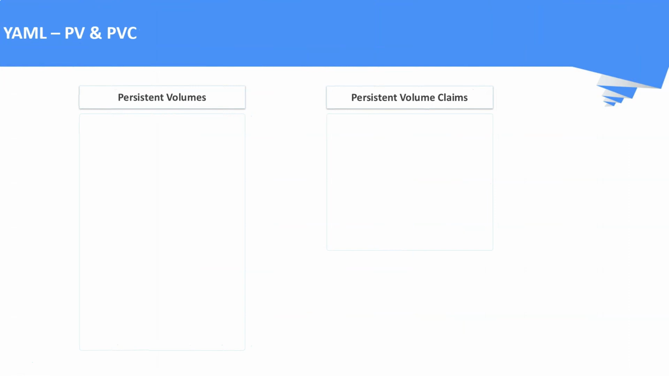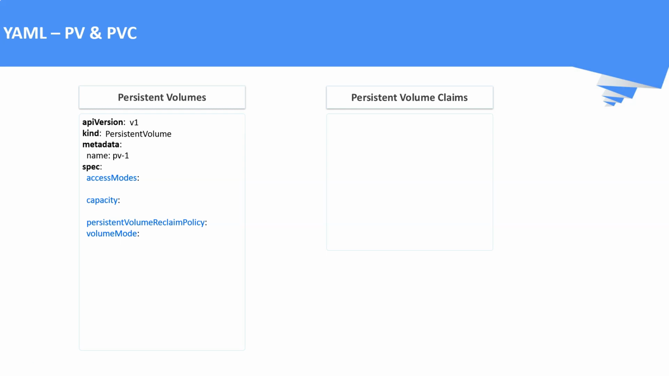Sample YAML manifest for PV and PVC. If we see the PV definition, the main fields are API version, kind, metadata, and spec. The value for API version is v1 and the kind is going to be PersistentVolume. Under metadata, we can specify the name of the PV. Under spec, we can define the properties of the PV like access modes, capacity, reclaim policy, volume modes, etc.